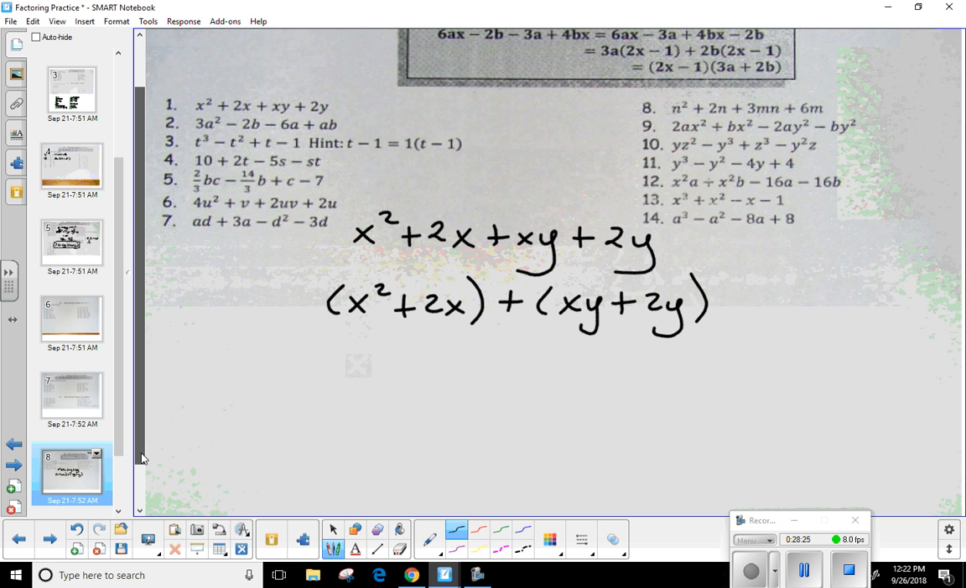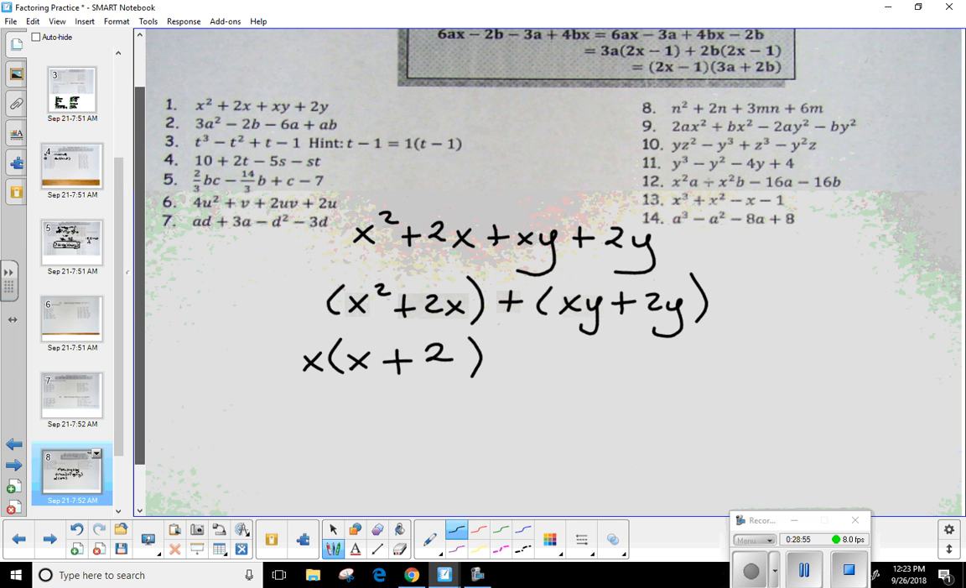Okay. Here's the only thing you need to remember when doing grouping. You must always add the 2 groups. Always add. And I'll show you a different one in just a second. But see, here's the idea. If there's not a greatest common factor for all 4, maybe I can make smaller groups and get a GCF out of those. What divides both x squared and 2x? X. So I do have a GCF for this one. So what would that leave me?